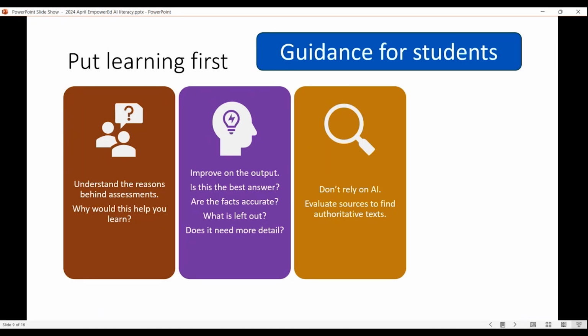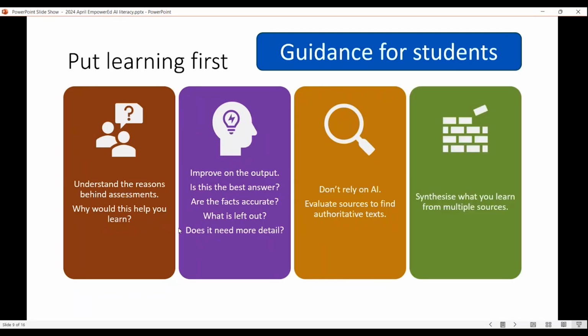So if you are doing an assignment, evaluate authoritative sources, find authoritative texts that you're relying on for that information. And then that will help you to understand and evaluate what the AI is producing. Don't use AI as a substitute for reading is what I'm saying here. And then the final thing in this slide is synthesize what you learn from multiple sources. And again, that's not just the AI, but bringing all these pieces of information in. And that's how the students can have a meaningful learning experience.